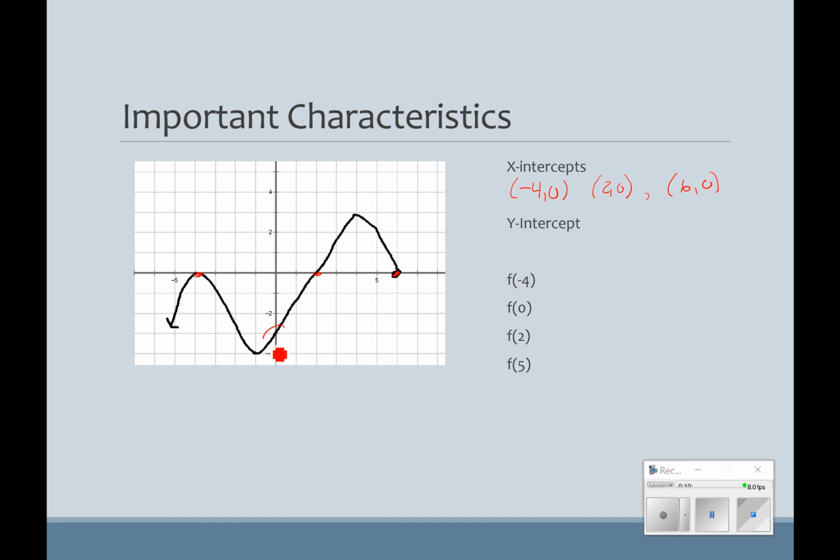Where it crosses the y-axis is right here. That's going to be at the point 0, negative 3. Okay, my next thing is saying, hey, what is y when x is negative 4? So here's negative 4. We're going to say that's 0. When x is 0, y is 3. When x is 2, y is 0. And lastly, when x is 5, y is 2.